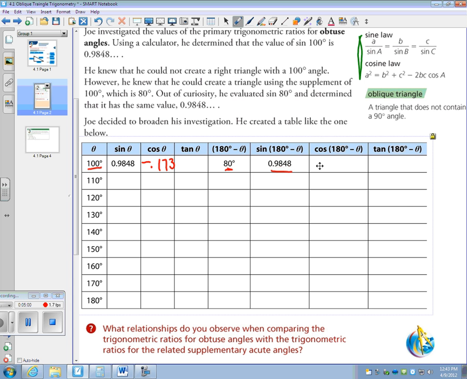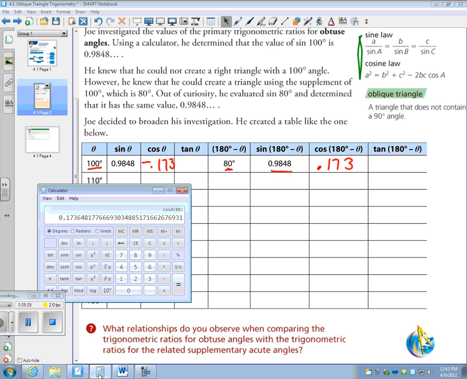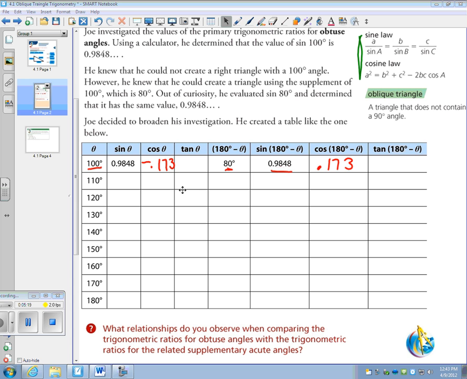Sorry, my pen's not working all the time. 0.173. Okay, and finally, let's do it for tan. So the tangent of 100, first of all, so 100 tan, and we get negative 5.67. And now let's try the tangent of 180 minus 100, or the tangent of 80.